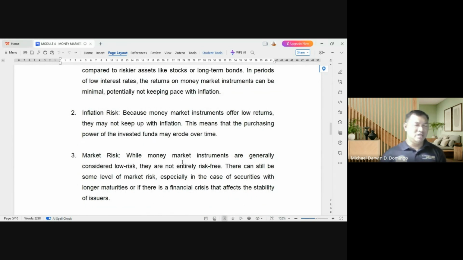Market risk. Yan. Merong market risk pero minimal lang. Okay? Hindi naman siya kasing laki katulad sa capital market. So medyo maliit lang yung risk na kakaharapin natin. Although risky pa din yun. Okay?